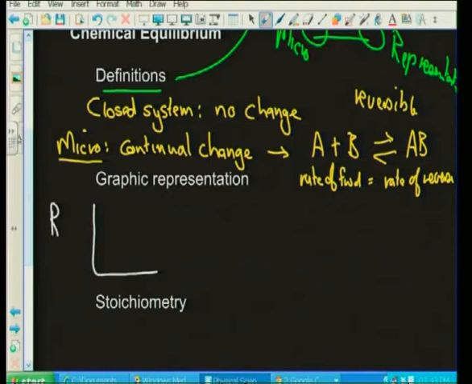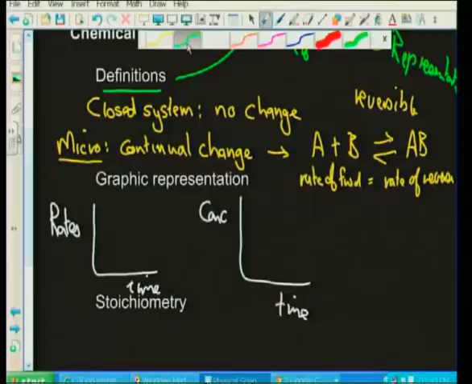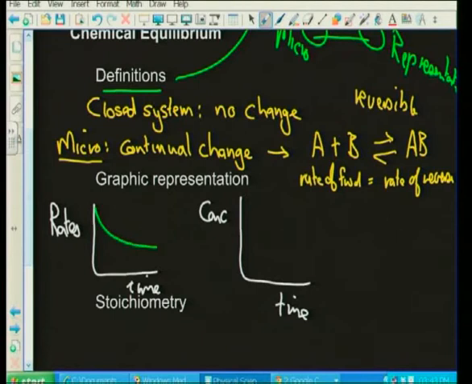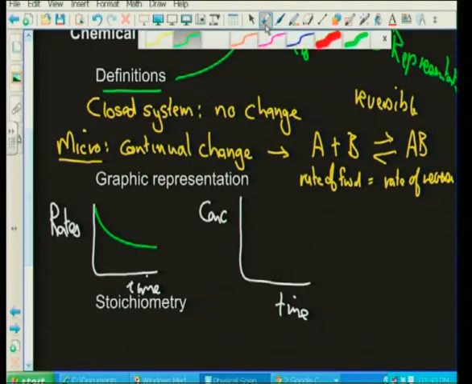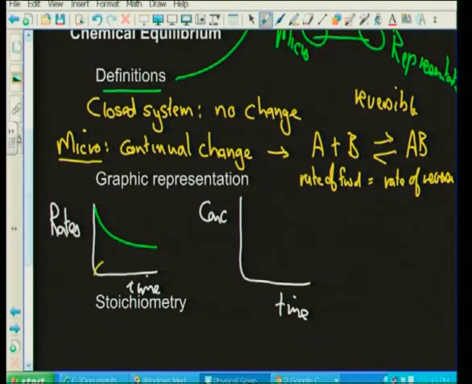now there are two forms of graphic representation, and I believe it's important that learners recognize what the variables are. And if we do a rate against time graph, or we can do a concentration against time. And I won't go into the detail of that, but simply to recognize that when we're dealing with rate against time, the forward rate starts off very quickly, and the reverse reaction starts off slowly until the rate of the forward is equal to the rate of the reverse.